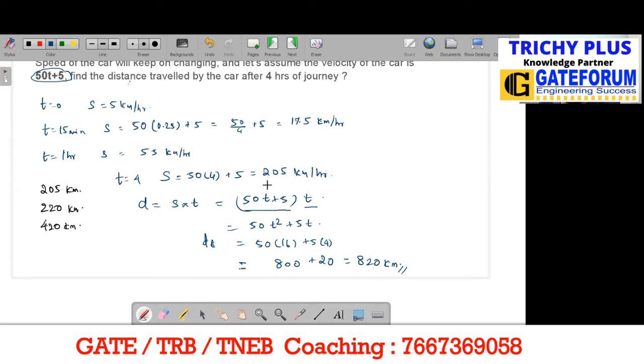Okay. So this is also not correct, right? Because at the 4th hour, 0 second, we are going at a speed of 205 kilometer per hour. But at 15 minutes we are going at 17.5 kilometer per hour. At 1 hour we are going with a speed of 55 kilometer per hour. But here what we are thinking is that for the entire journey we are going with the speed of 205 kilometer per hour. So this is also wrong, right? Okay. So I just want to know how this 220 came. Who gave this answer? Can somebody explain?